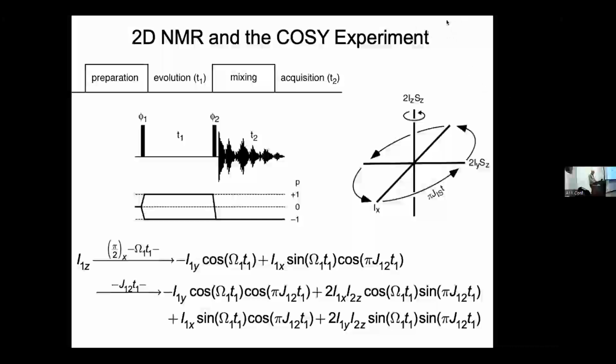Then there's an evolution period, T1, where whatever operators we produced after the preparation period then evolve under the chemical shift and scalar coupling interactions. In this particular case, it's just free precession. But of course, we might have pulses in the T1 period in order to modify the evolution. And most commonly, we might apply pulses to decouple some of the J coupling interactions. And then mixing, again, in this sequence, what happened to my cursor?